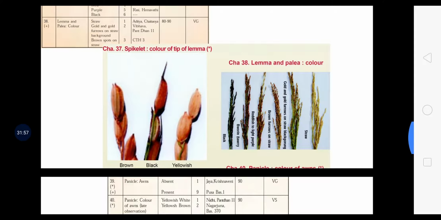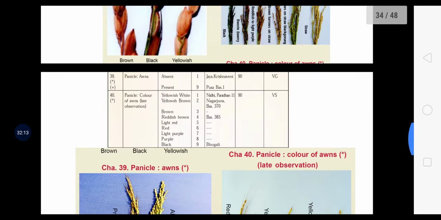38 characters are discussed up to here. The kind of pigmentation from straw color to black color is given here. Then for spikelet color of the tip of lemma, again it is divided into yellowish, black and brown color.